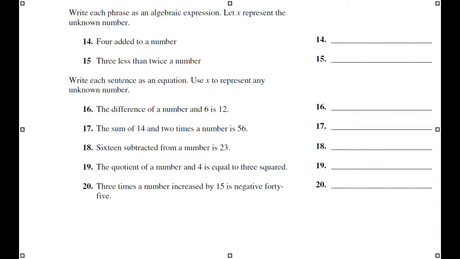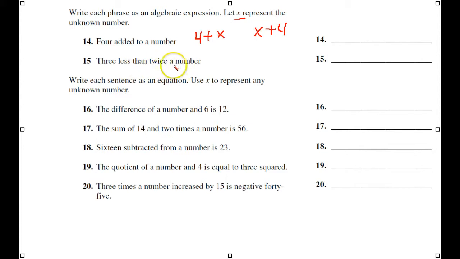So here they want us to start working on converting English into algebra, and they'd like us to use the letter X for our unknown. So 4 added to a number. Well, you could write 4 plus x, or often they put the x first. You could say x plus 4. Either way is good. This is the preferred way.